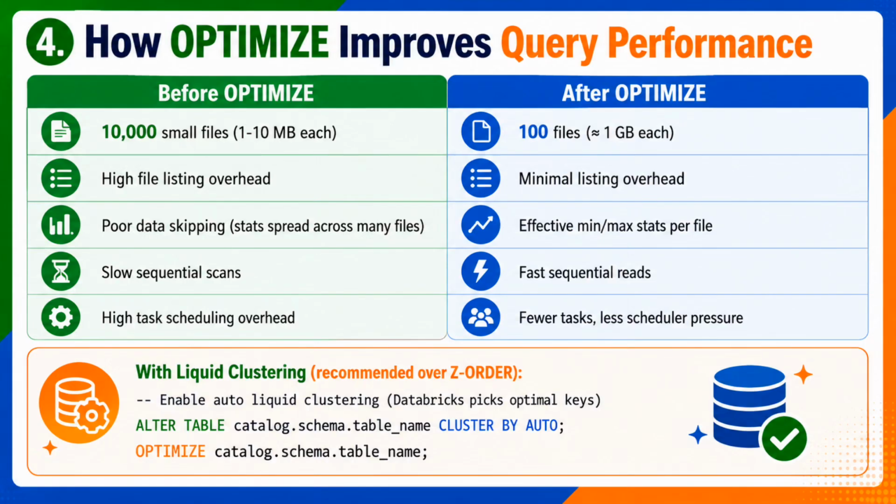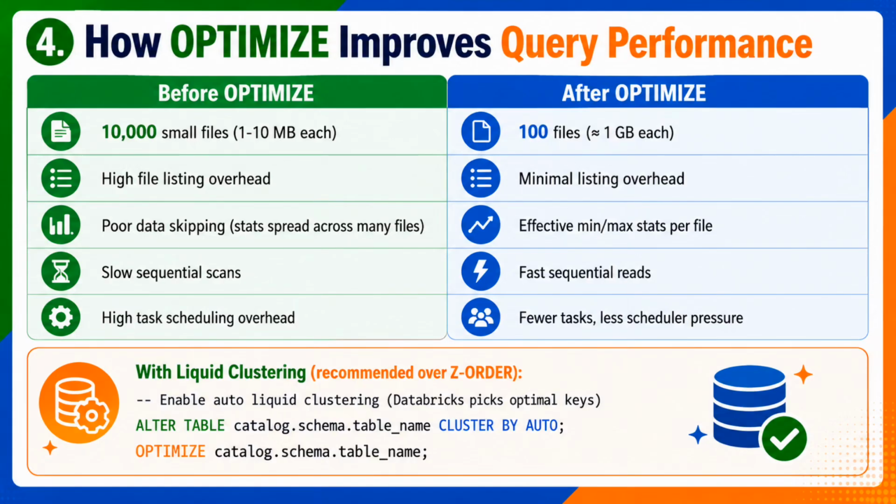And with modern Databricks, liquid clustering is recommended over Z-order. You can enable automatic liquid clustering by letting Databricks choose the optimal clustering keys. For example, ALTER TABLE catalog.schema.tablename CLUSTER BY AUTO, then run OPTIMIZE catalog.schema.tablename. So, in summary, Optimize reduces the small file problem, improves data skipping, reduces task overhead, and ultimately delivers faster query performance.